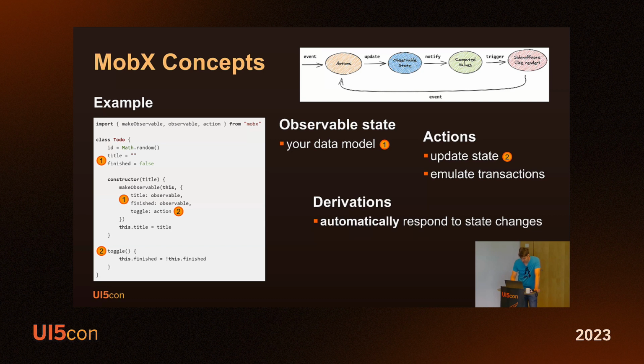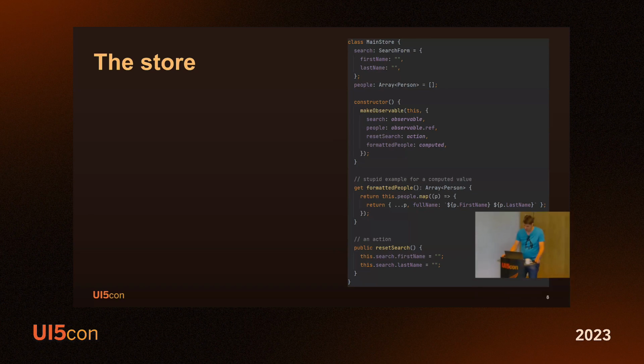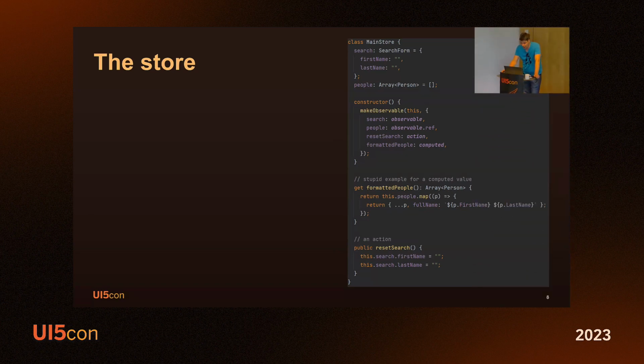The derivations, cool term. Whatever automatically responds to any state change is a derivation. And the most important things are the reactions, so that stuff re-renders in your front end. And the other cool thing are computed values. You will see that in a second. So let's take a look at the store again.